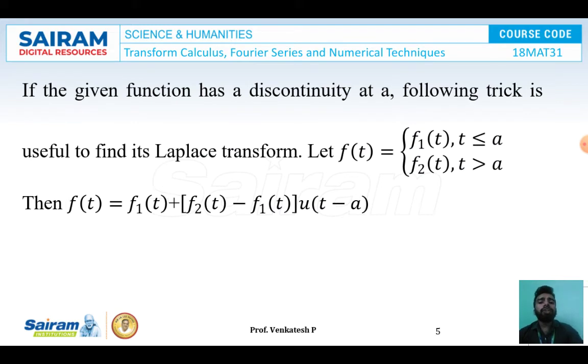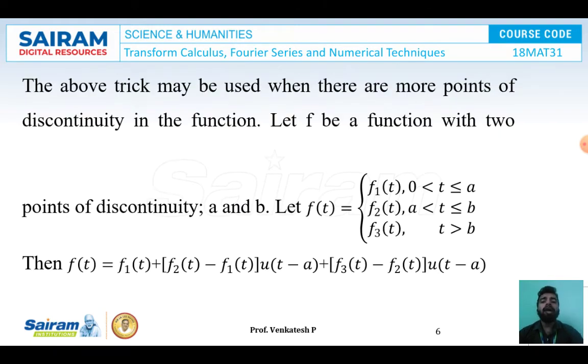If the given function has a discontinuity at a, the following trick is useful to find its Laplace transform. Let f of t be equal to f1 of t for t less than or equal to a, and f2 of t for t greater than a. Then f of t will be equal to f1 of t plus f2 of t minus f1 of t into u of t minus a. In the same way, the above trick may be used when there are more points of discontinuity in the function.